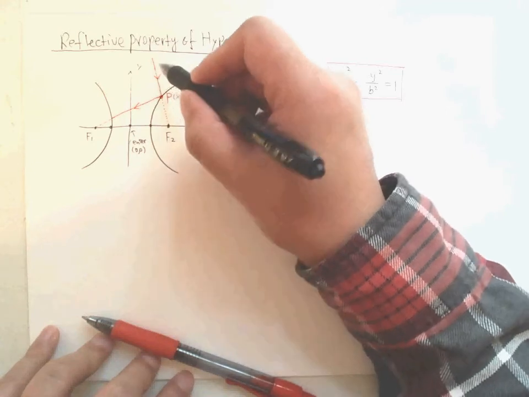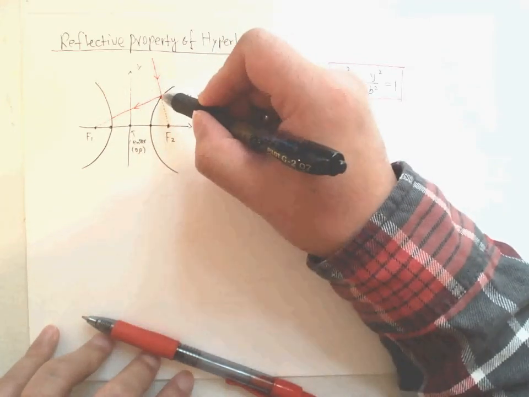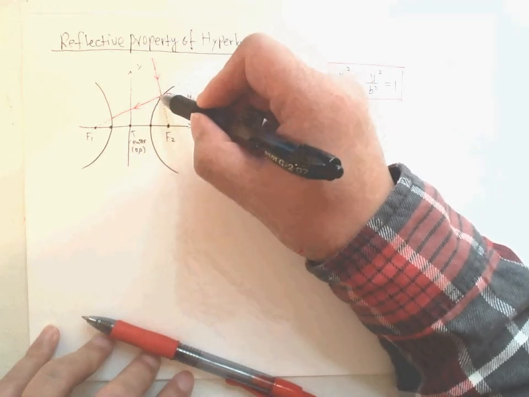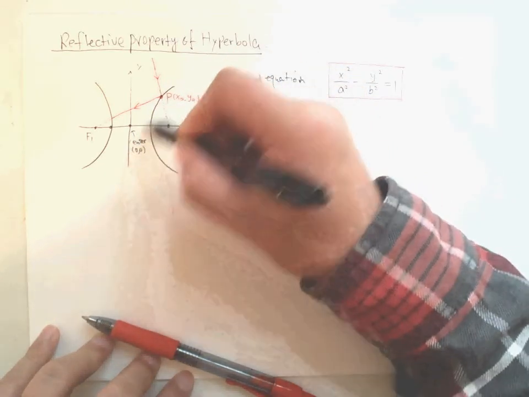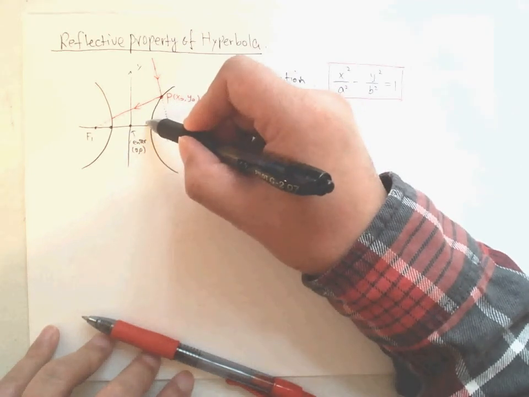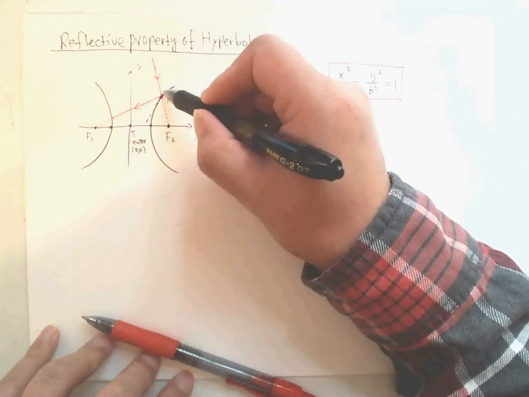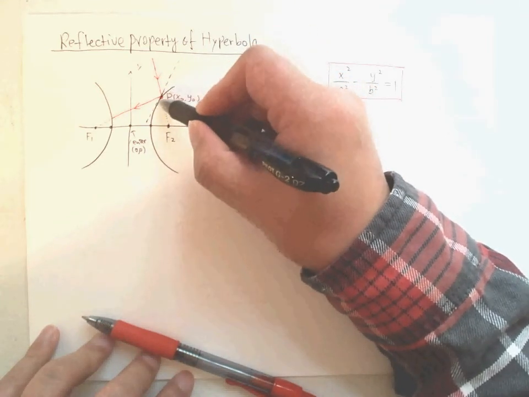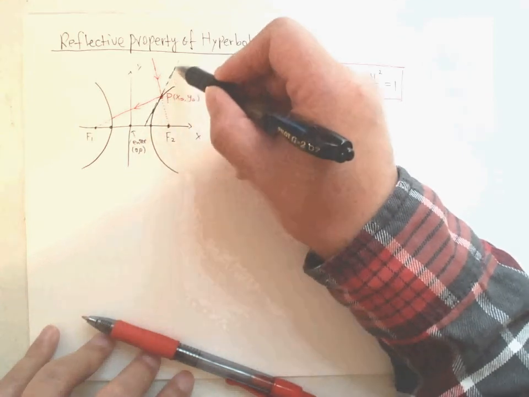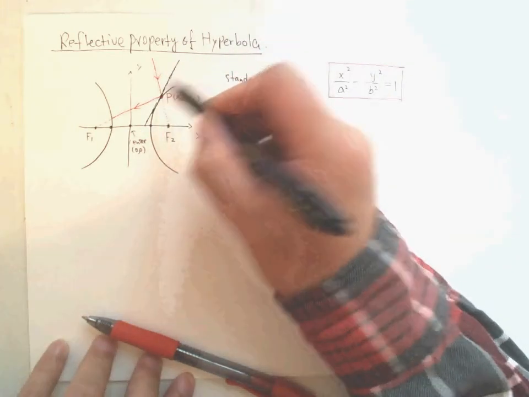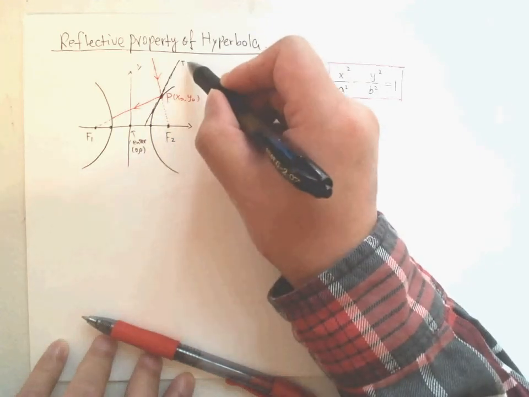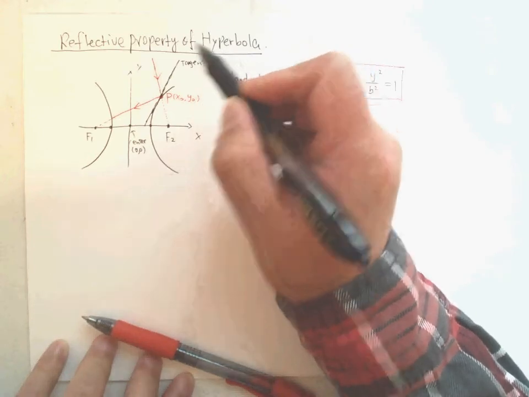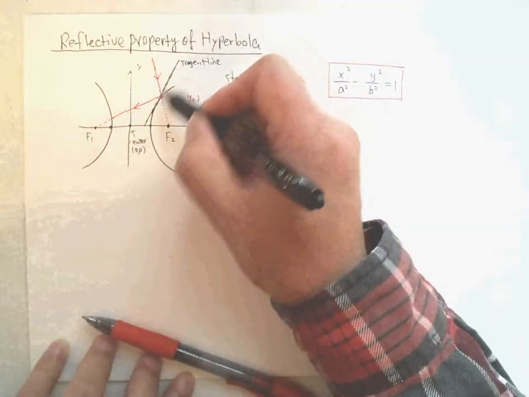We need to know what reflection is. For reflection, we need to draw a tangent line. This is a tangent line going through this point P. Remember what a tangent line is? A tangent line is a line that only touches the point and does not cross.